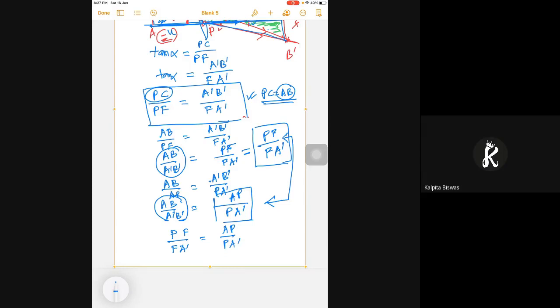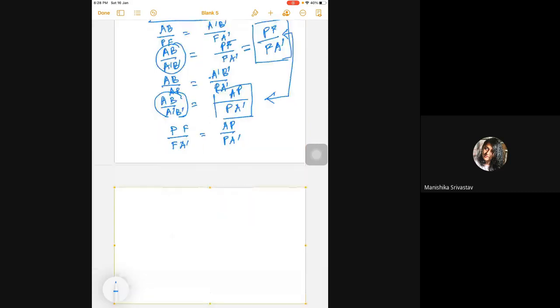Clear? Yes, no, or need explanation? Students, could you just repeat this derivation part? Yeah, I'll do it once again.